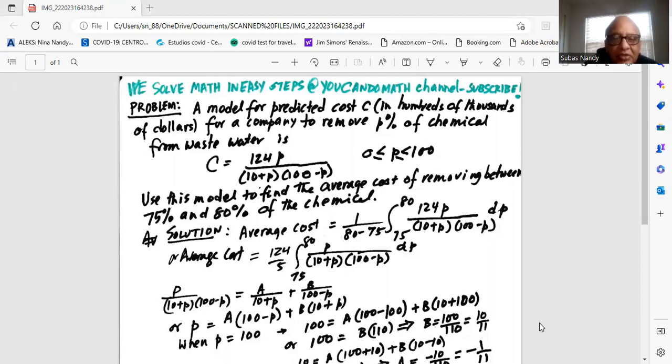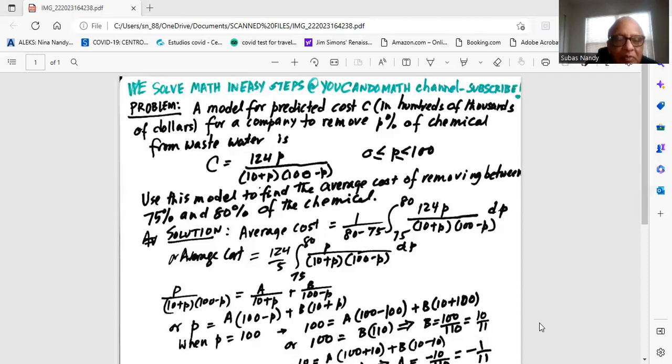Solution: average cost is 1/(80 - 75) times the integral from 75 to 80 of 124P / ((10 + P)(100 - P)) dP. Our average cost is 124 taken outside the integration, divided by 5, times the integral from 75 to 80 of P / ((10 + P)(100 - P)) dP.